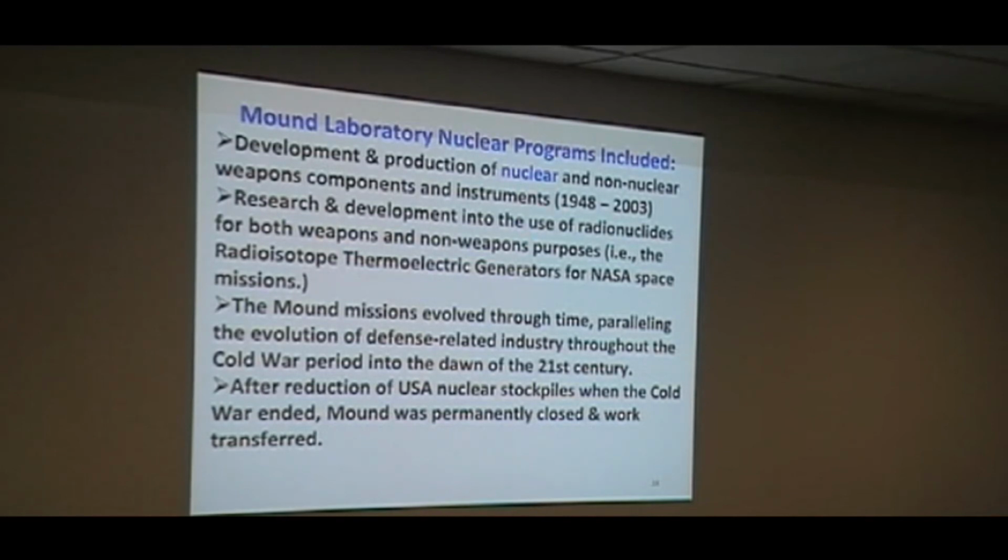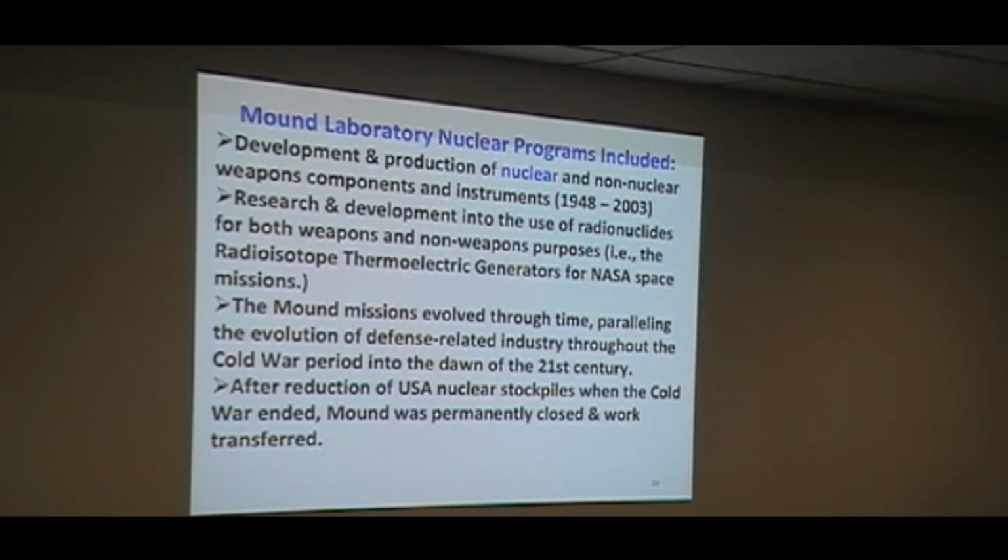But over time, Mound existed as an AEC and then DOE laboratory for nearly 50 years, and they developed nuclear components for other devices, both weapons and non-weapons. And non-weapons were the radioisotope thermoelectric generator, RTG, for the space program. And the Mound programs evolved.